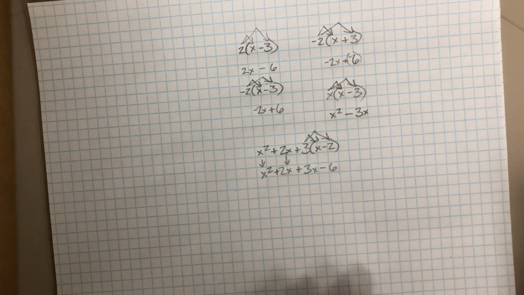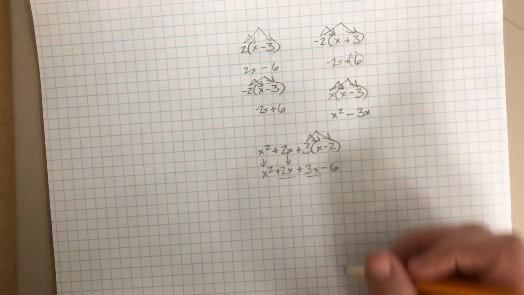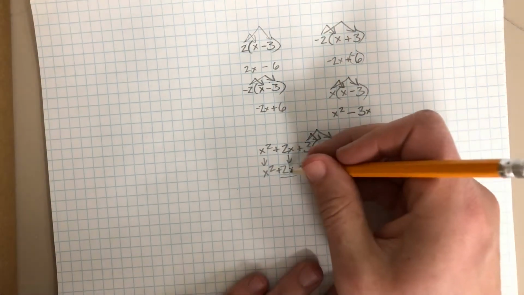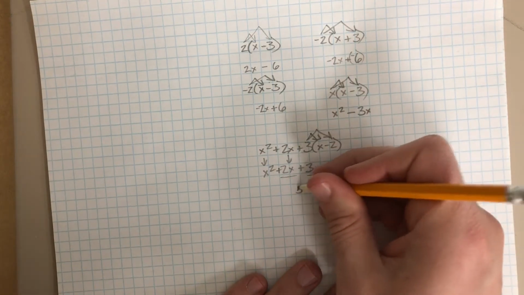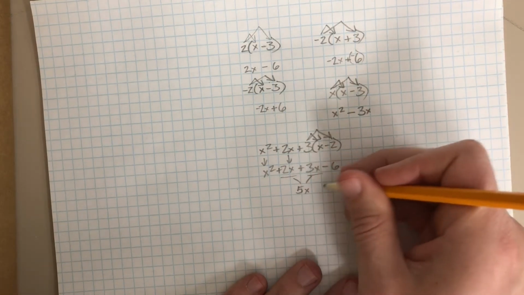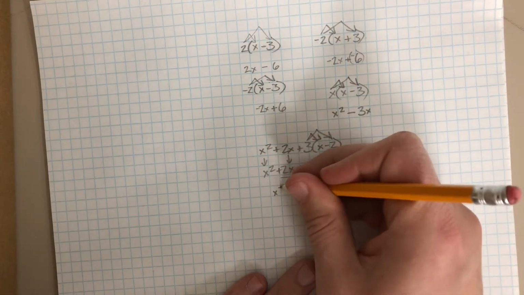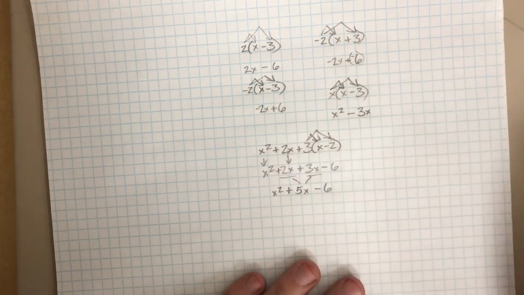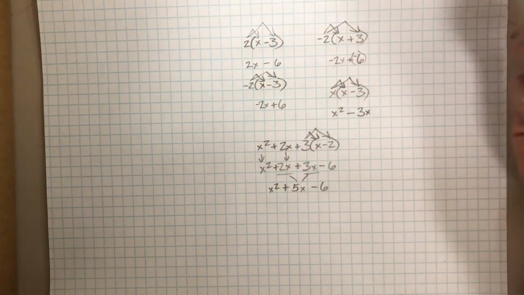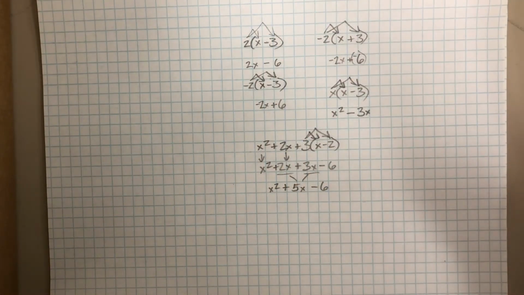Now I can combine like terms. I got the 2x and the 3x, those are the same. So 2 plus 3 is 5x. When I combine those two, bring down this minus 6, bring down this x squared. So I'd have x squared plus 5x minus 6.